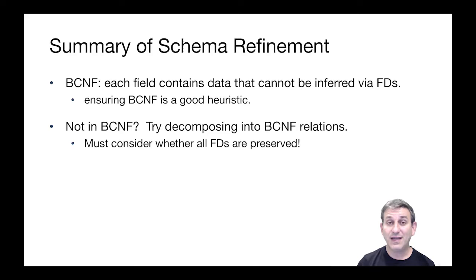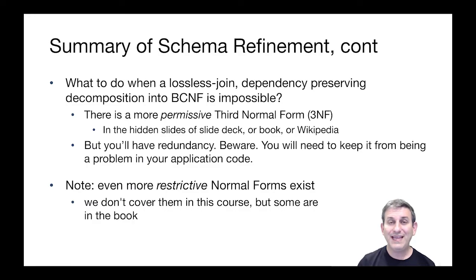If you have a schema that's not currently in BCNF, you can try decomposing it into BCNF relations, and you will succeed, and you can do it in a lossless fashion, so you won't lose any information. But, of course, you may not have a dependency-preserving decomposition, so you should look and see if your functional dependencies are preserved from your decomposition. If not, then you have to make some tough choices. So when you can't get a dependency-preserving decomposition into BCNF, what do?